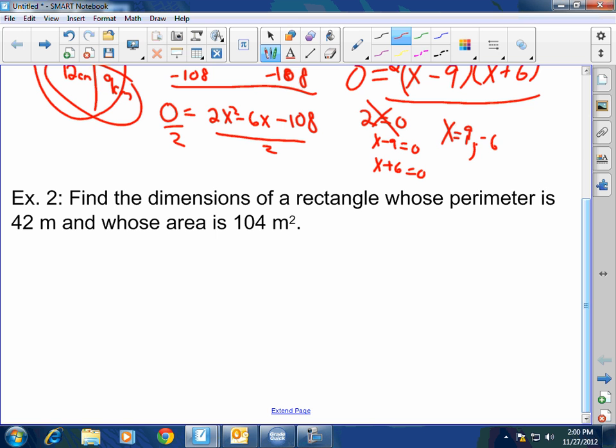We're going to have to do two separate equations. We're going to have to do a system here. First of all, just to remind you guys, the perimeter of a rectangle is 2 times width plus 2 times length, and of course area is length times width. It says find the dimensions of a rectangle whose perimeter is 42 and whose area is 104.